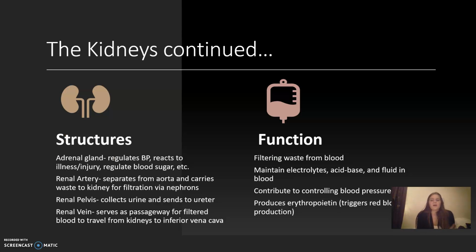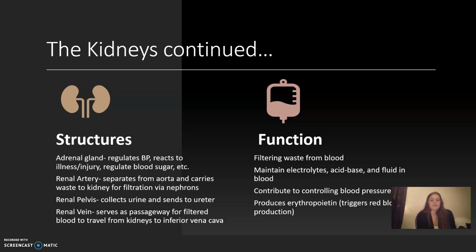So more structures. Kidneys contain an adrenal gland, which sits right on top of the kidney, and it releases cortisol and aldosterone. The adrenal gland is really active in monitoring certain bodily processes such as blood pressure or blood sugar.